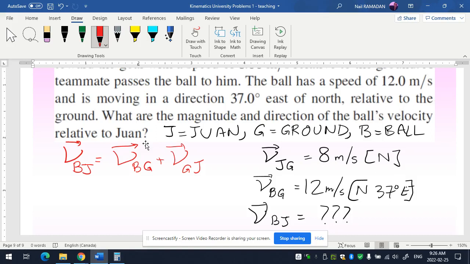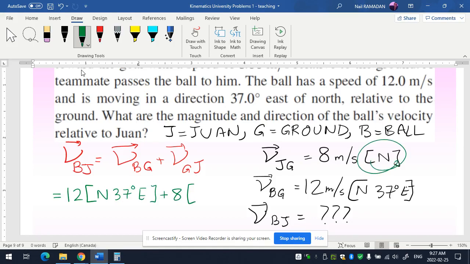All right. So we're going to do equals. I'm going to do it in green because we know things now. Equals. BG is what? 12. Let's skip the units. I don't have enough space. So 12 north 37 east plus 8. Which way? We said it has to be flipped.